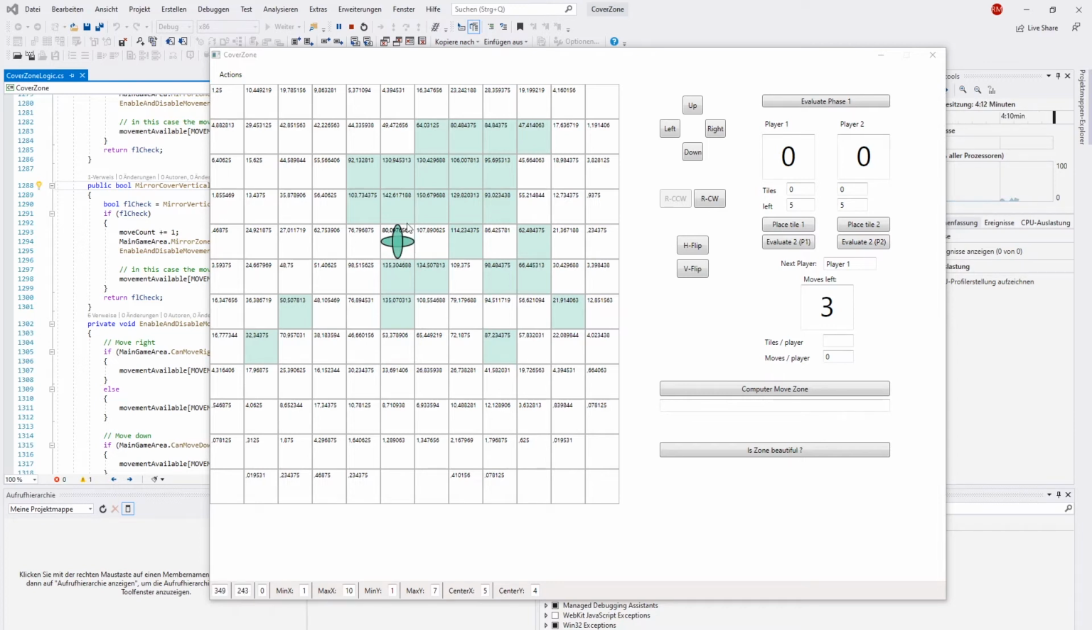This part here, the double ellipse, is the rotation center of the zone. This is where the zone is going to be rotated around and mirrored by. It's actually not even part of the zone.